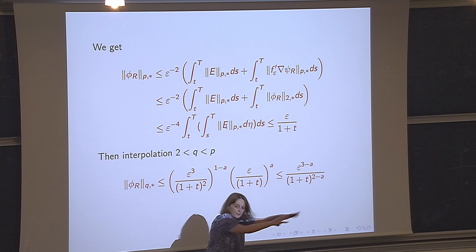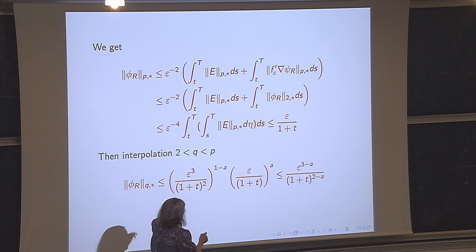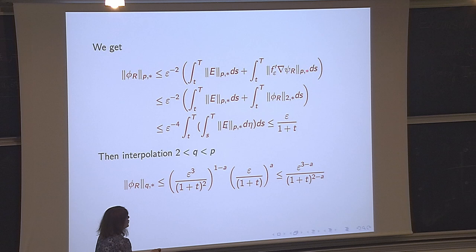This is just a simplification. You know what the error is: epsilon to the power 5 divided by t cubed. The problem is this one. You can bound the norm in LP of the gradient of psi r by the norm of phi r in L2, but with the norm of phi r, you lose an extra epsilon square, and you have to integrate in time twice. So here, really, you lose a lot. You lose 4 epsilons and 2 t. Then you interpolate to get something better.